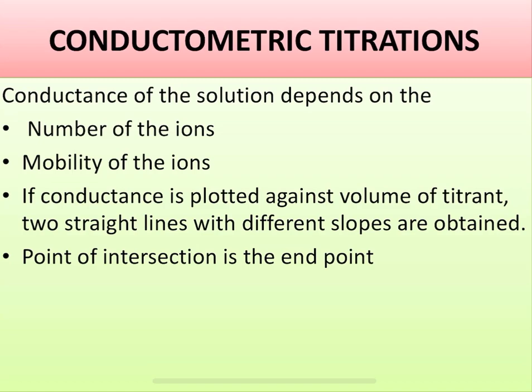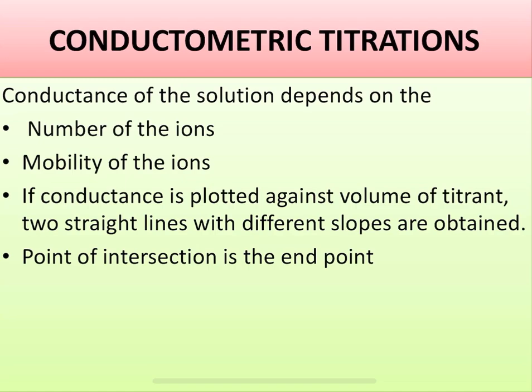So, 0.5 ml or 1 ml is ideal. 1 ml successive additions will give accurate values, and we should also keep in mind that the concentration of the titrant should be 10 times more than the solution under examination. If we prepare 10 times more concentration, we can get accurate values.